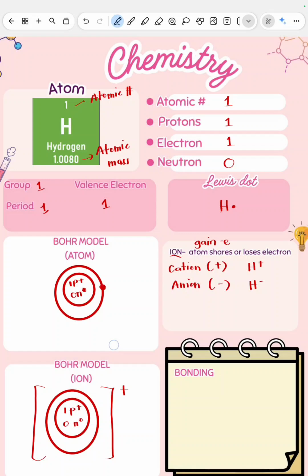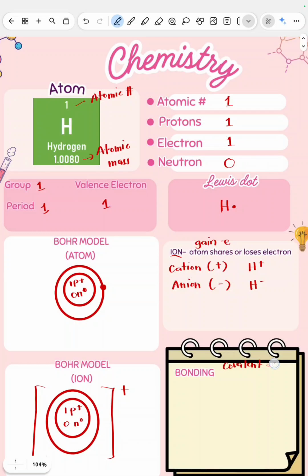Now next one is bonding. So bonding has different types. We have covalent bond, if you have non-metal plus non-metal together. And then we also have ionic bond, if it's metal plus non-metal. So say for example, we have hydrogen, which is non-metal, and then chlorine, which is non-metal. So they both will form a covalent bond.